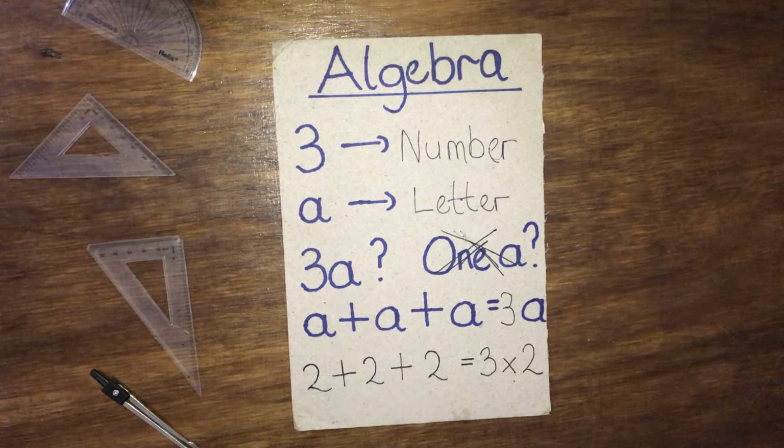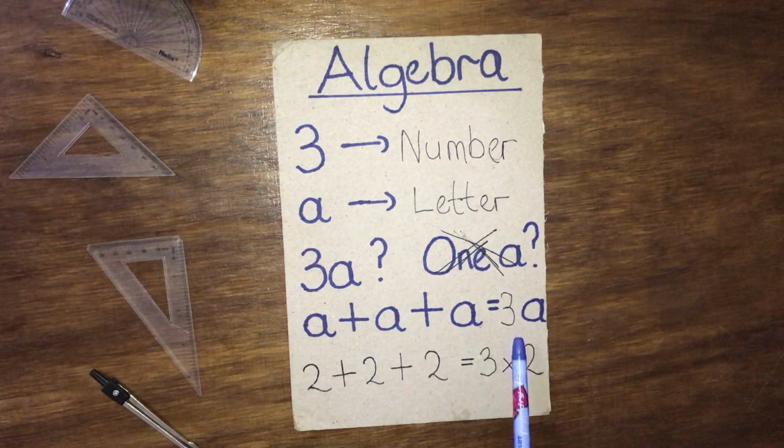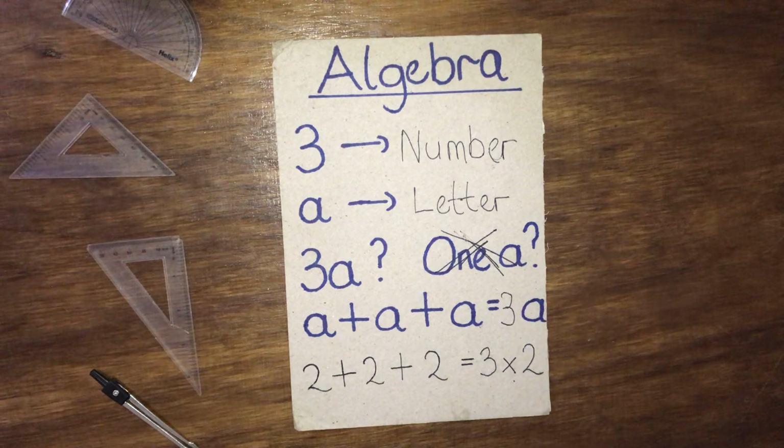What this stands for is that if we say A plus A plus A, that gives us a total of 3 A's. Similarly, if we said 2 plus 2 plus 2, that gives us 3 2's.